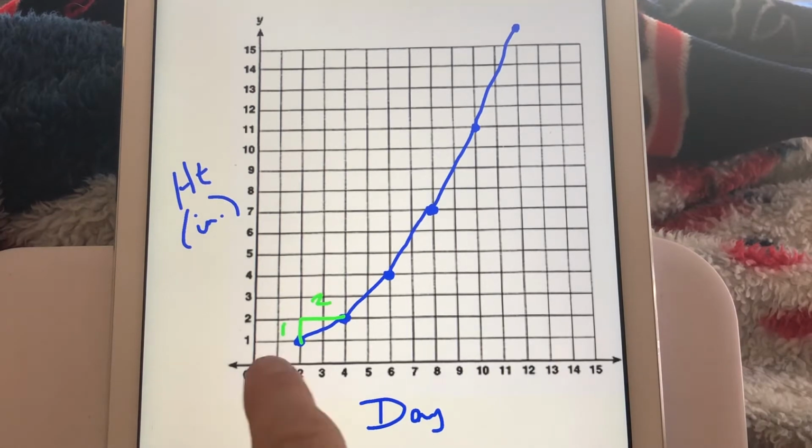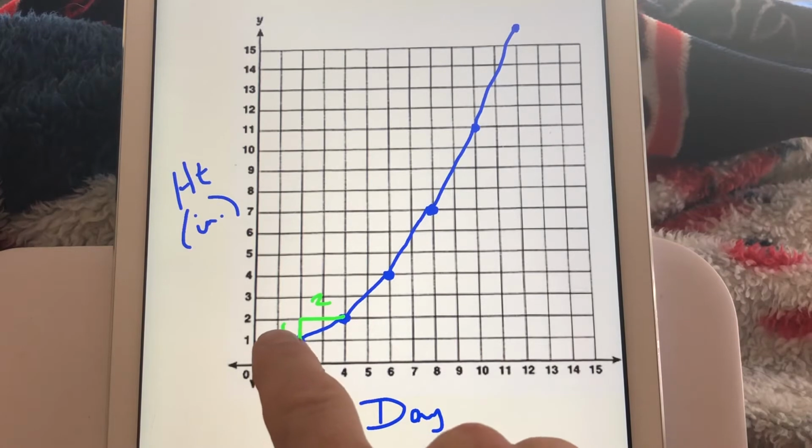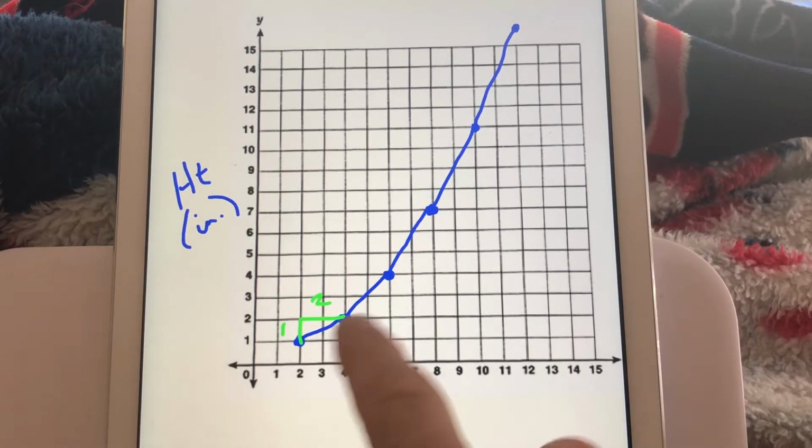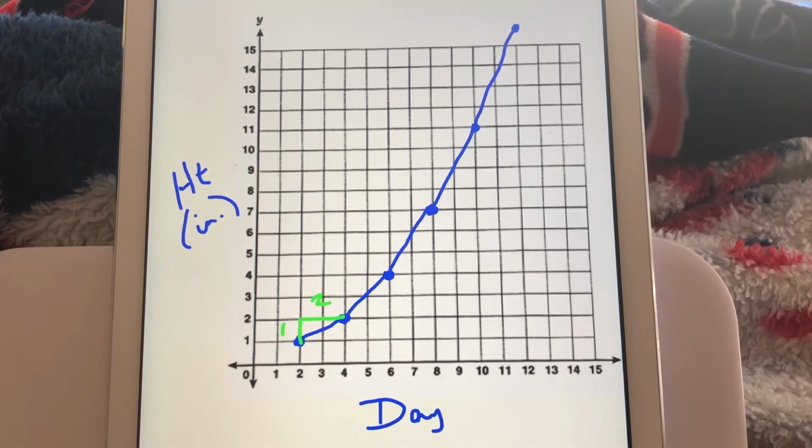So you see the growth here is 1 inch over 2 days, okay? So that rate of change is going to be the ratio of this vertical change 1 over this horizontal change 2, okay? So the rate of change from day 2 to day 4 would be 0.5 inches per day, okay? Over 2 days, it grew 1 inch. So the average rate of change there from day 2 to day 4 would be 0.5 inches per day, all right?